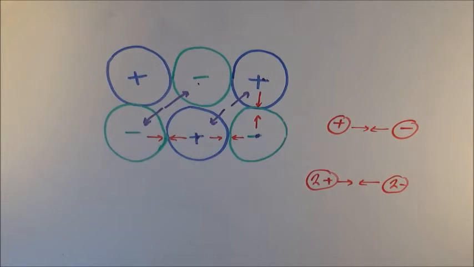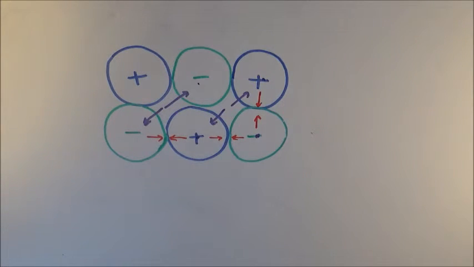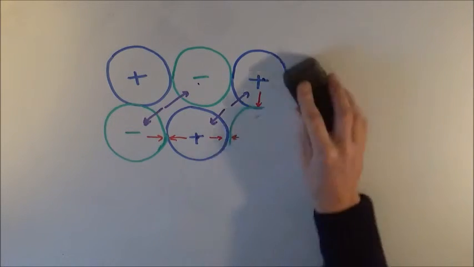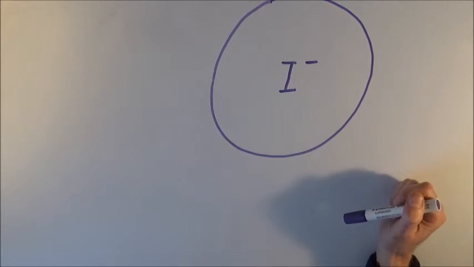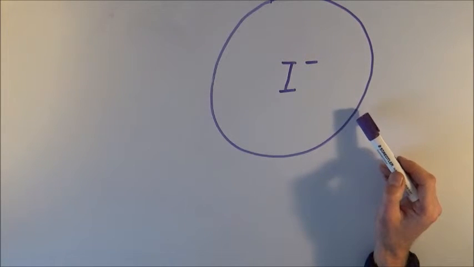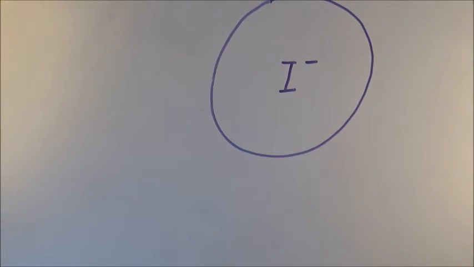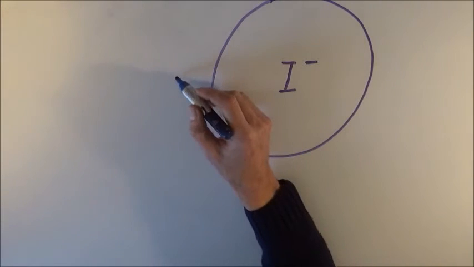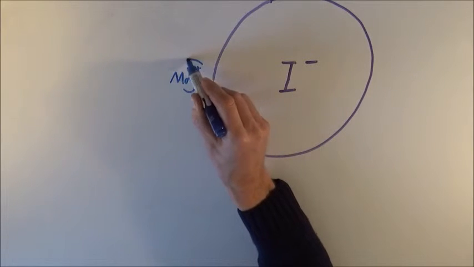Now that works reasonably well, as we've seen for the lithium fluoride, but it didn't work quite so well for the magnesium iodide, and I'm going to explain that to you now. So here is an iodide ion. I've drawn it large because it is a large ion, lots of electrons, and I want you to think of that as being like a wobbly jelly. It's easily deformed. So if we put alongside that the magnesium ion, now the magnesium ion is relatively small and it's got a 2+ charge.